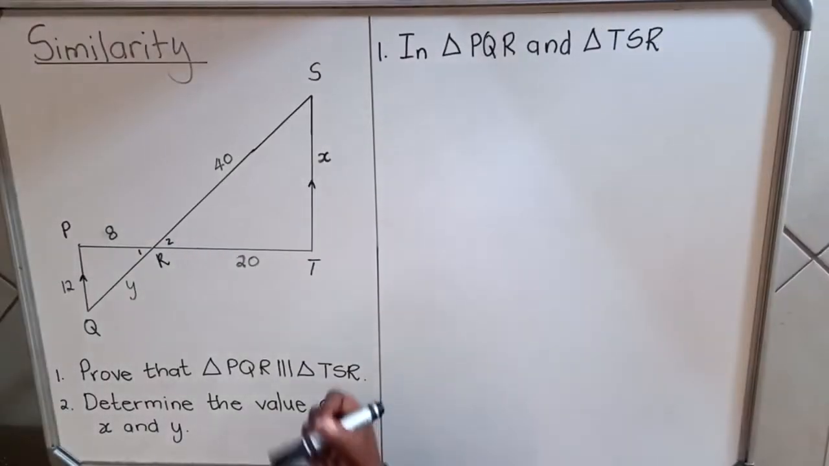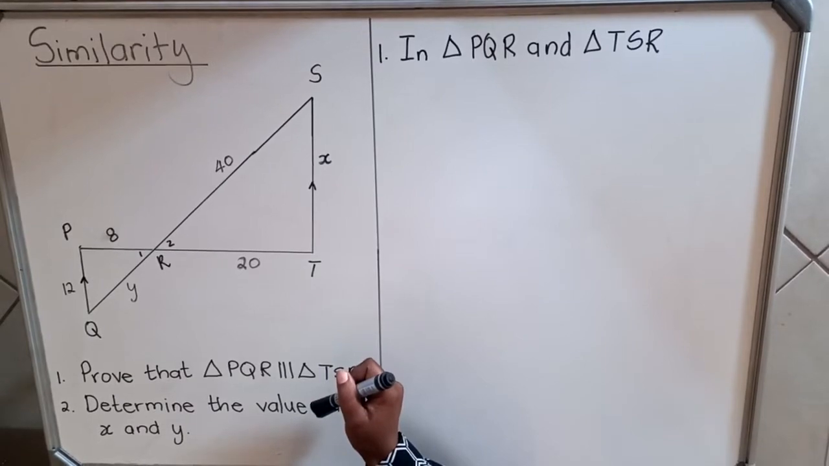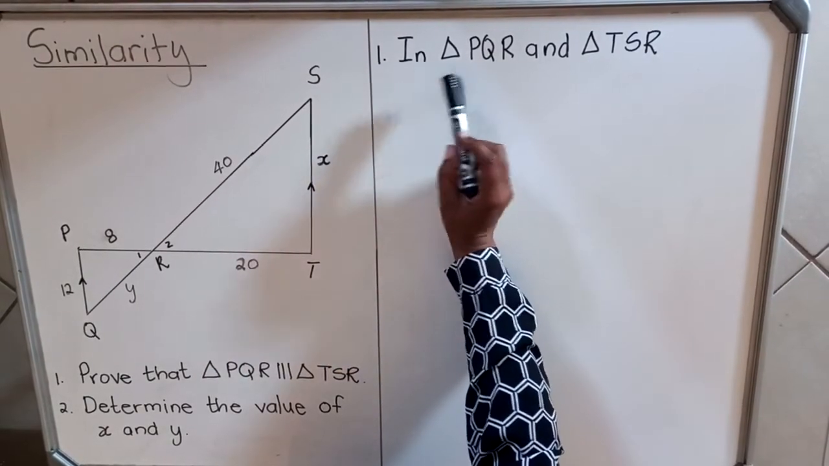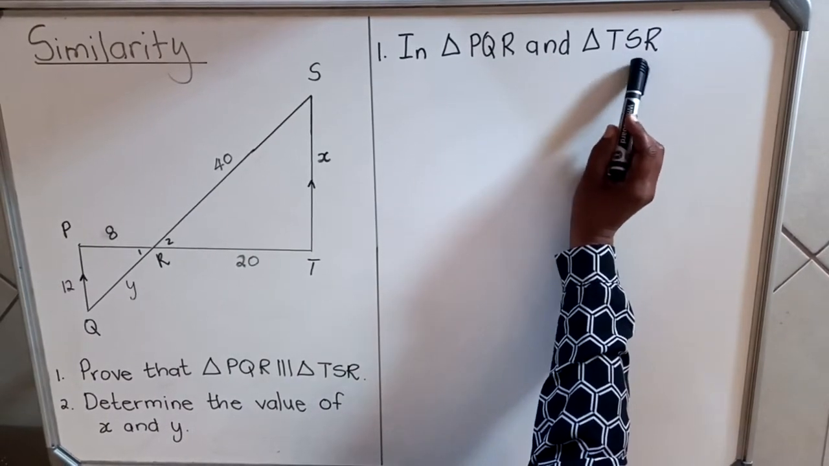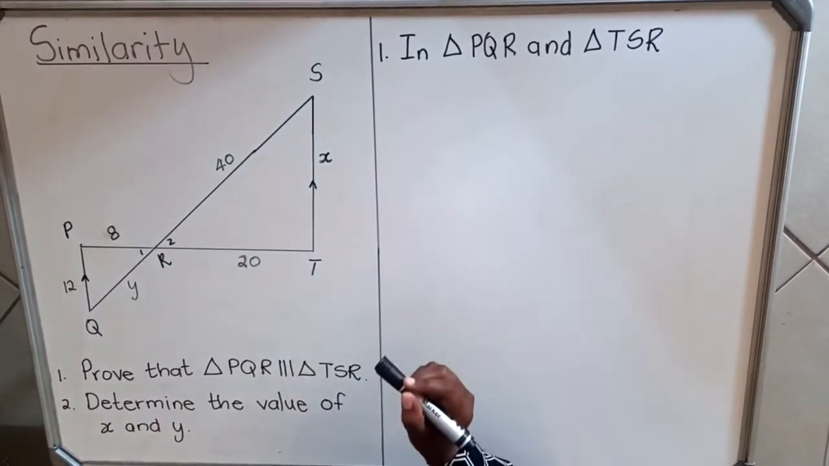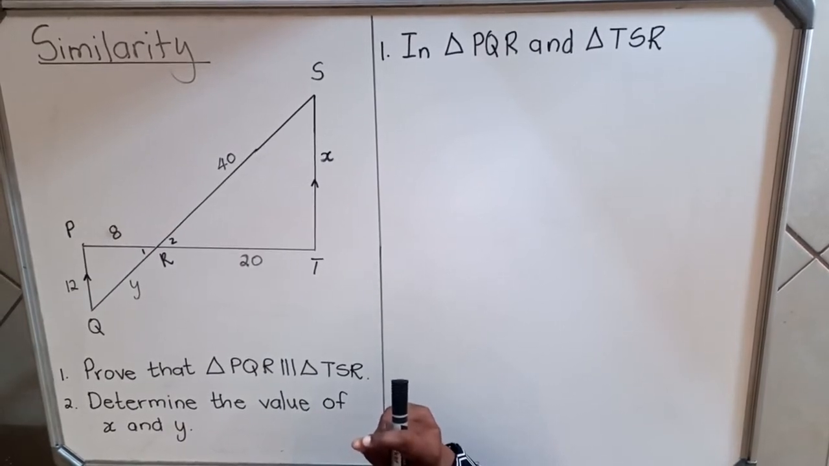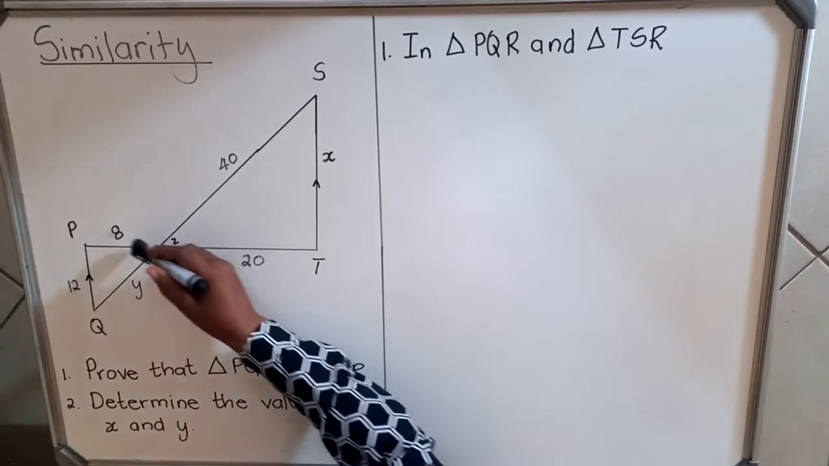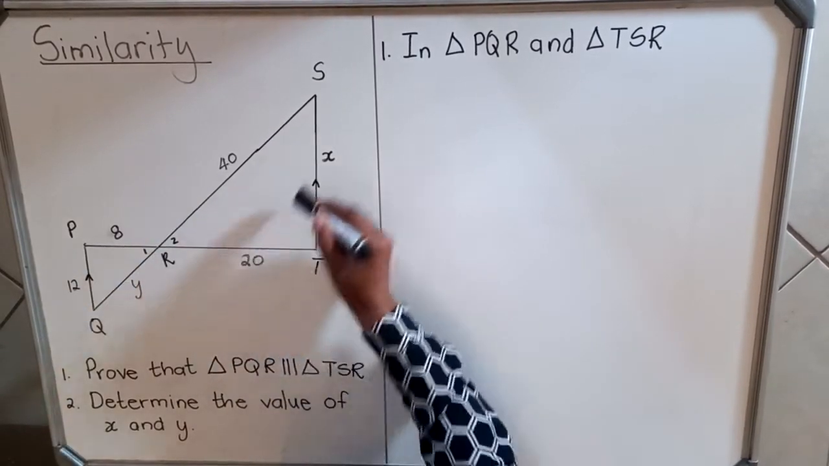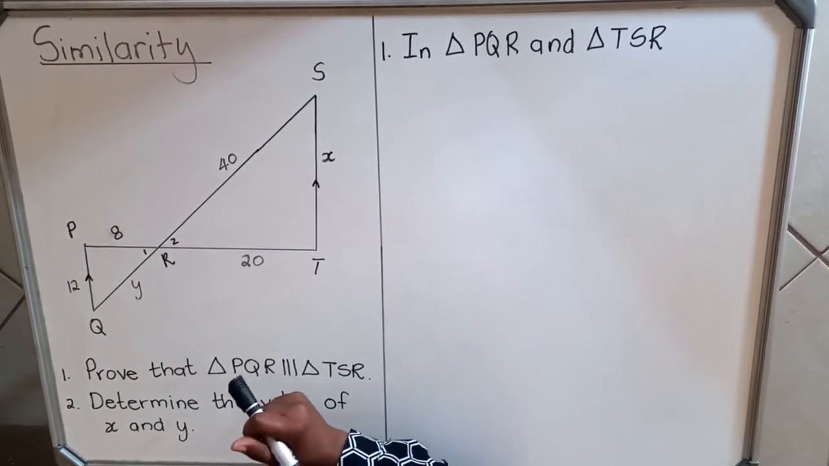Right? Proving similarity is similar to proving congruence. You're going to write the two triangles. You're going to say in triangle PQR and triangle TSR. Now, similarity. When we say two triangles are similar, we mean the shapes are the same, but the sizes are not the same. So when you look at this triangle, it's much smaller compared to that one, but the shapes will be the same. Now, how do we prove similarity?